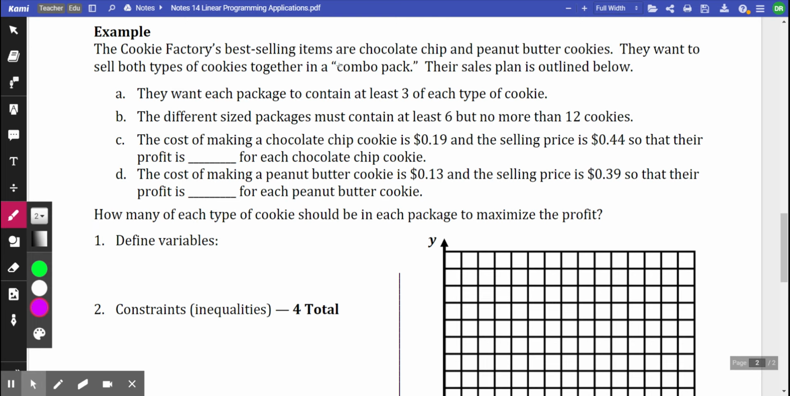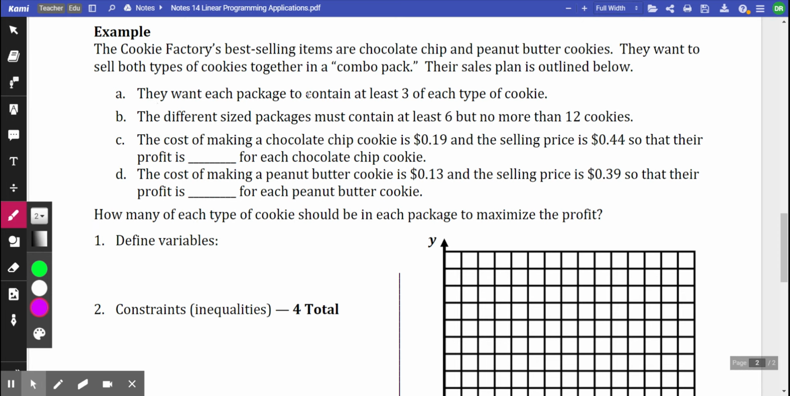Their best-selling items are chocolate chip and peanut butter cookies. And what they want to do is sell both types of cookies together in a combo pack. And they have a sales plan outlined down here. So they're going to create these combo packs that might have a variety of these 2 types of popular cookies. Here are some constraints they're giving.